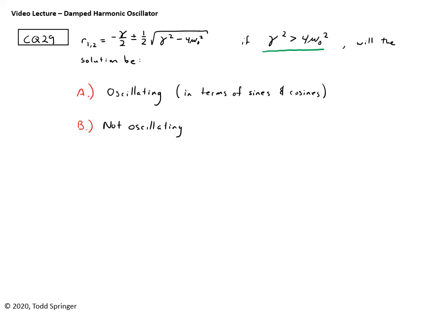Is it going to be oscillating? Is the solution going to be in terms of sines and cosines? Or is it not going to be oscillating? And if you're having trouble thinking about it mathematically, just think about the hint. If gamma is large, what does that mean physically? What am I doing to the physical system in order to make gamma very large? So think about it, pause the video, and see if you can determine what the answer should be before going on.